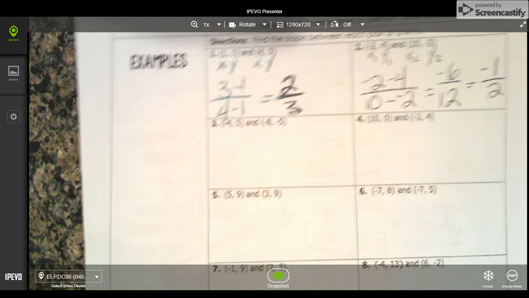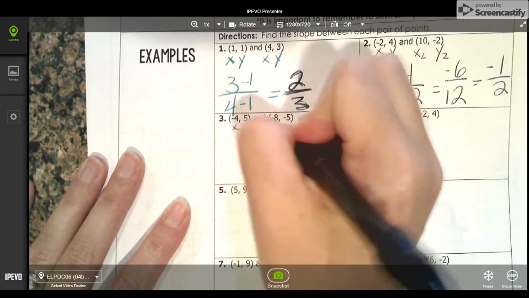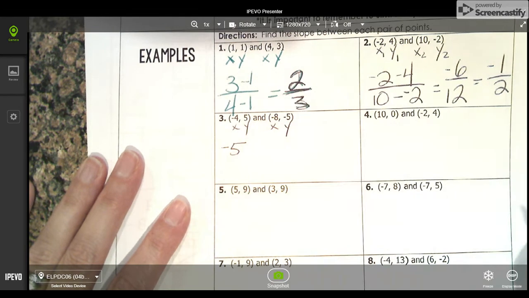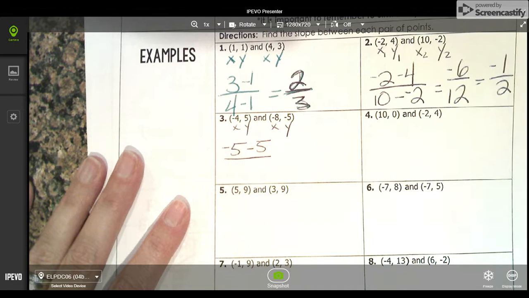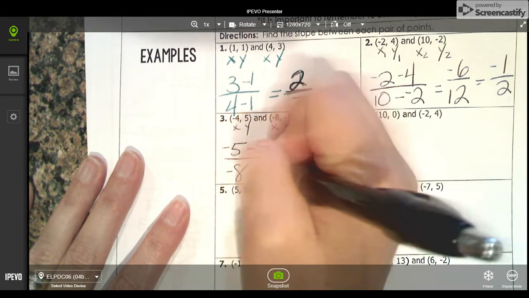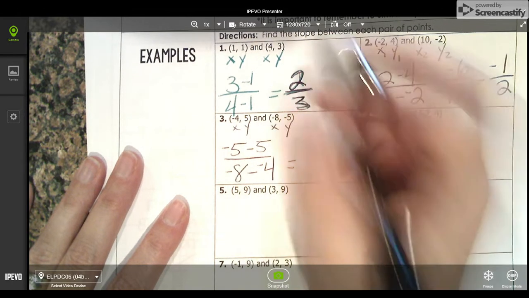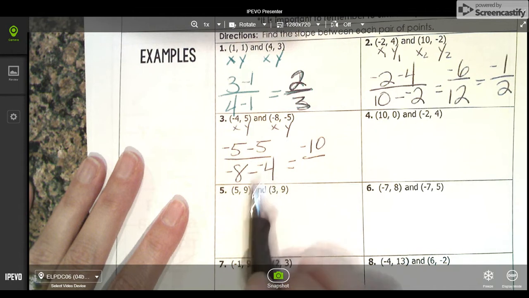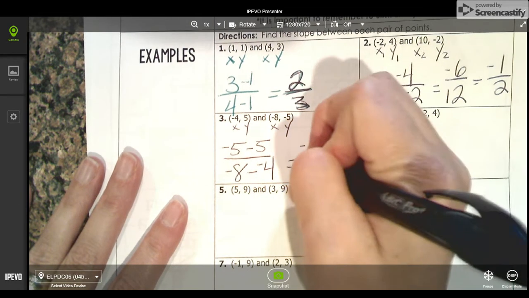All right, so for 3, x, y. So my second y is -5 minus my first y is 5, over -8 minus -4. So -5 minus 5 is -10. And then -8 plus 4, because 2 negatives make a positive, would be -4.